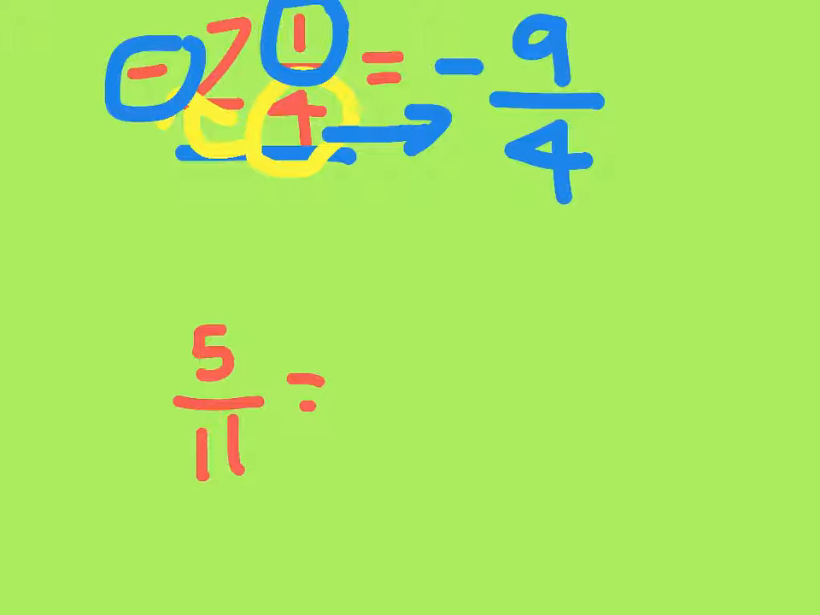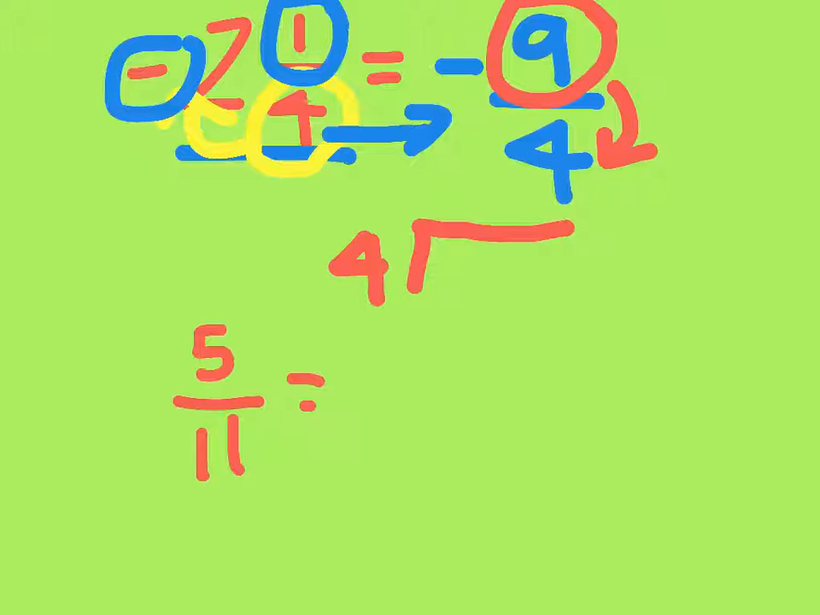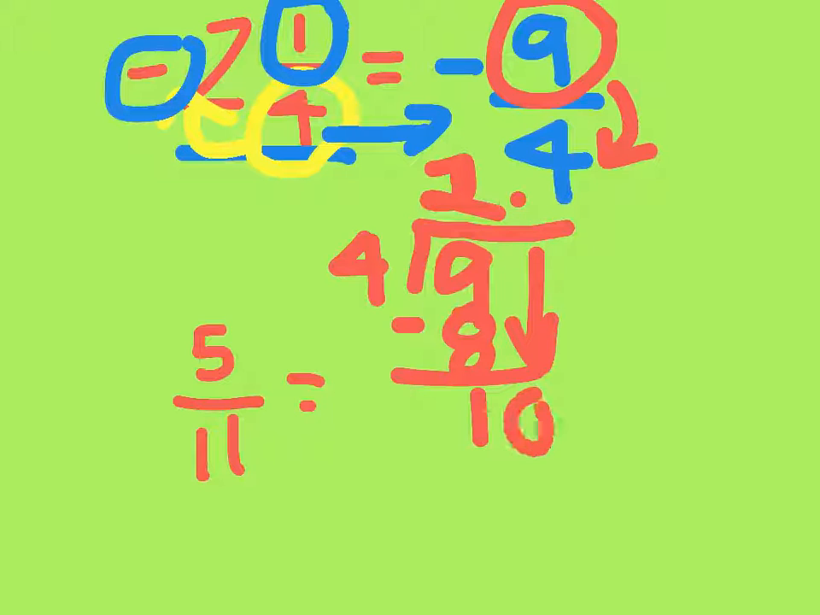Okay? Then when you have that, you're going to divide the top number by the bottom number. So then it becomes 9 divided by 4. Okay? So you're going to put 2, 2, 5, put a dot, bring 0 down.